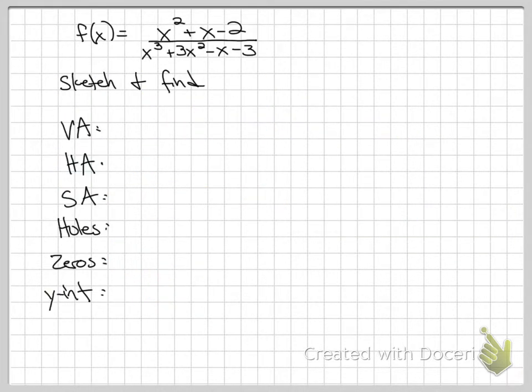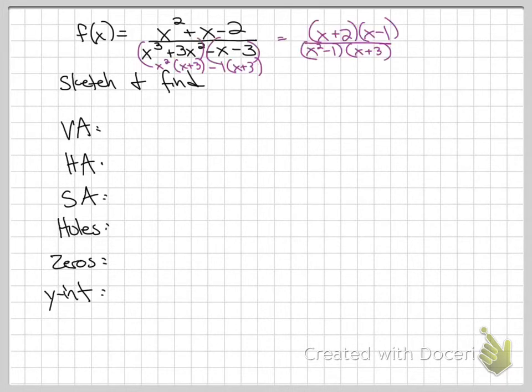Copy this problem down and work on factoring it. Pause the video and factor it. Okay, so I factored the top. I did grouping to factor the bottom, but I'm still not done because the bottom is still factorable. X squared minus 1 is x plus 1 times x minus 1, and then times x plus 3. So now it's in factored form.